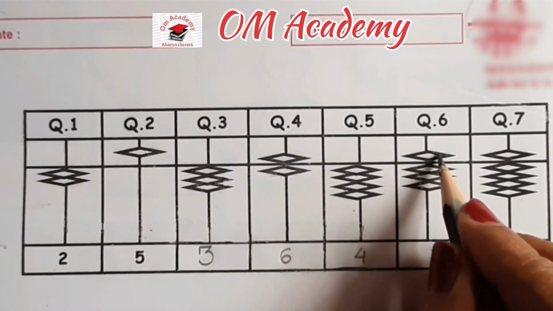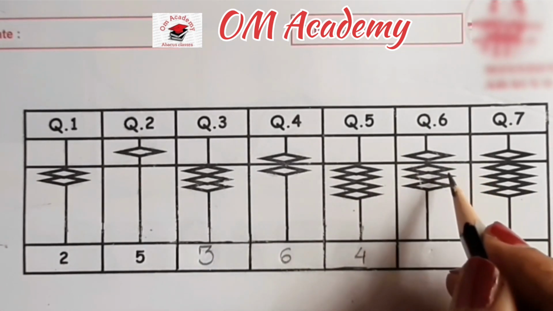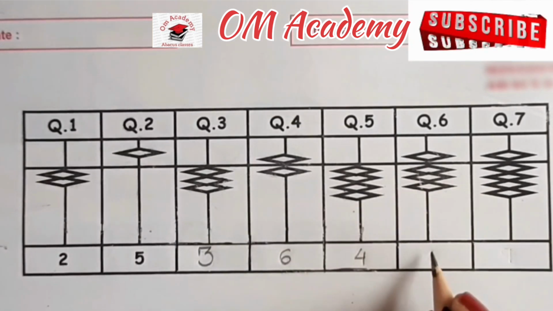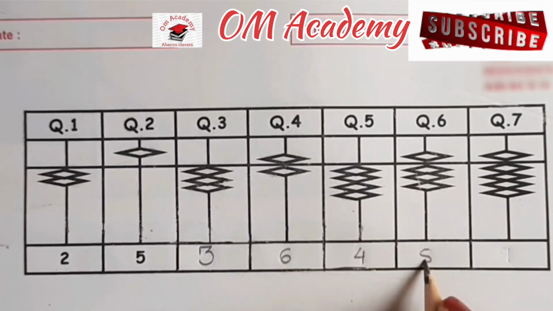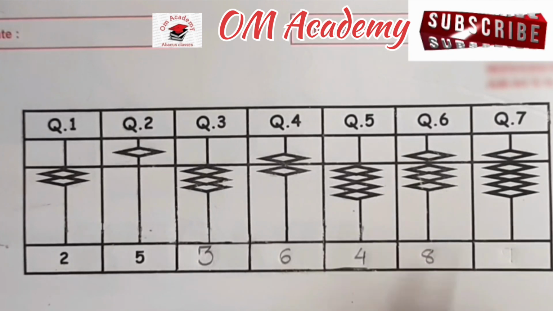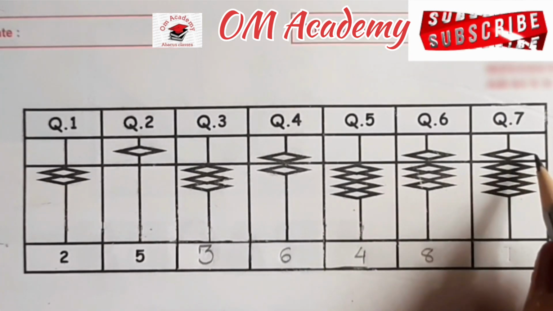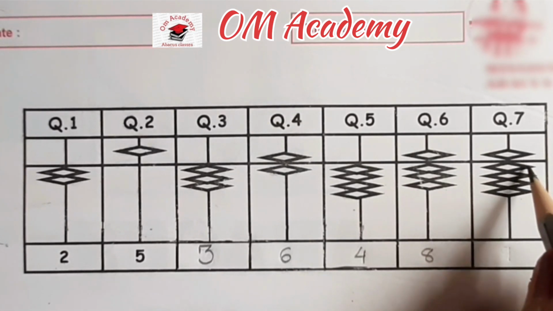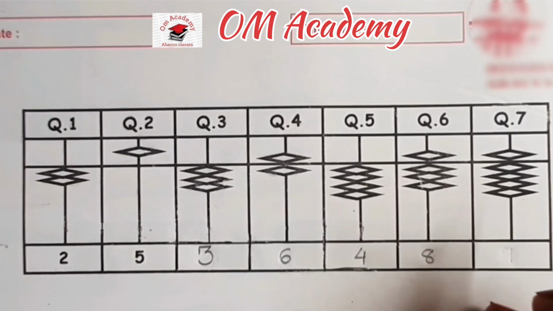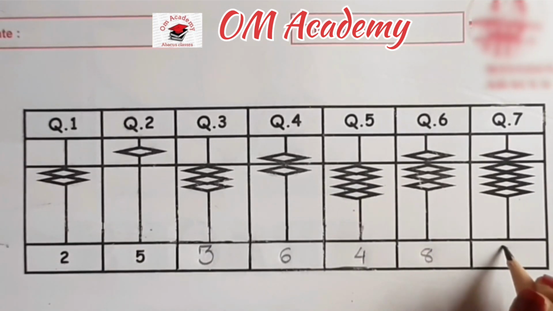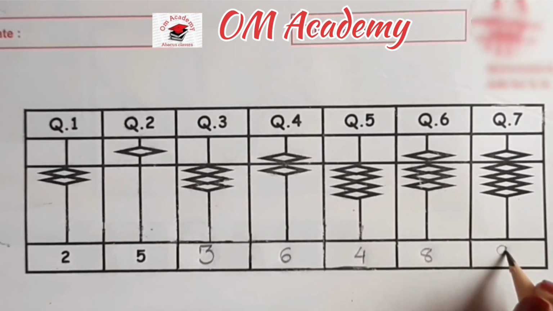Question number 6. One upper bead and 3 lower beads. So 5, 6, 7, 8. So the answer is 8. Question number 7. One upper bead which value is 5 and 4 lower beads which value is 1 each. So it's 5, 6, 7, 8 and 9. So the answer is 9.